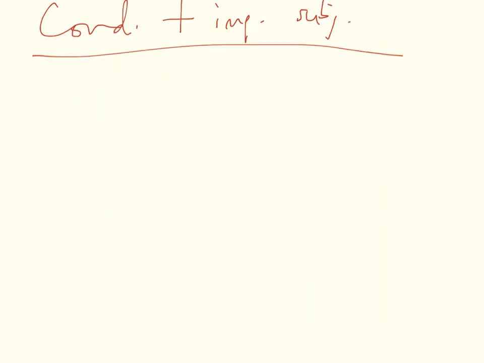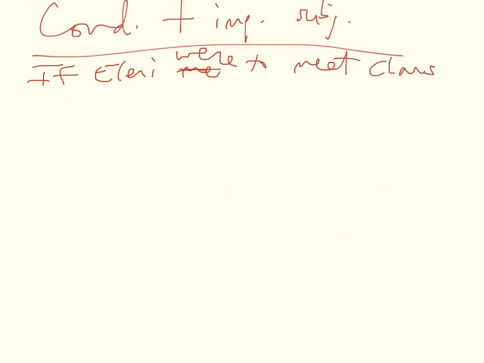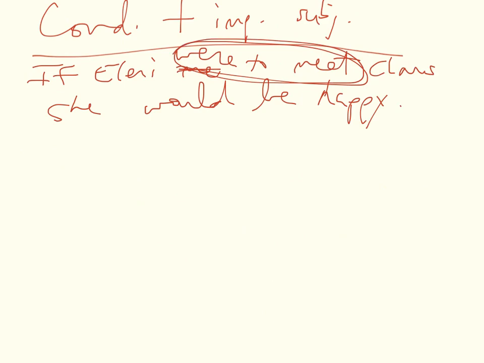Alright, let's combine the two and let's do an example here. The example, let's see this. If Eleni were to meet Klaus, she would be happy. Alright, so we got if Eleni were to meet. Imperfect subjunctive right here. Alright, so let's start with that.